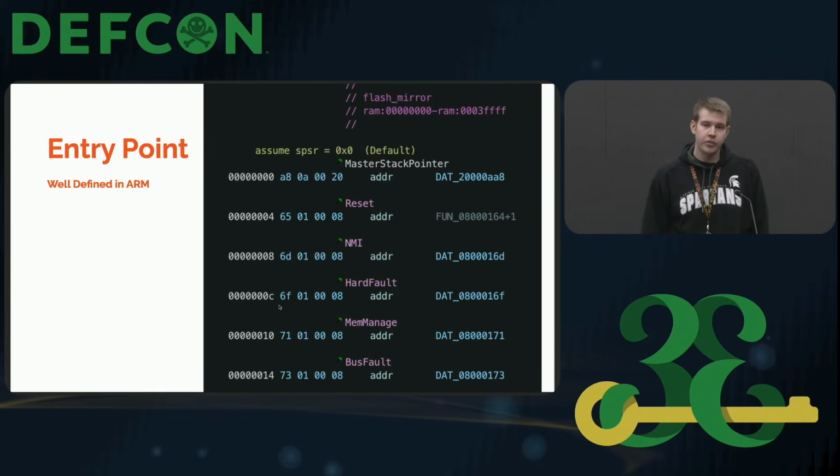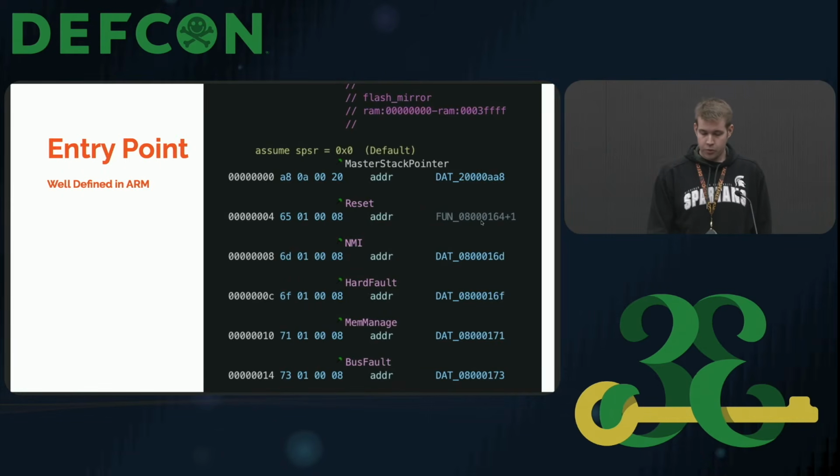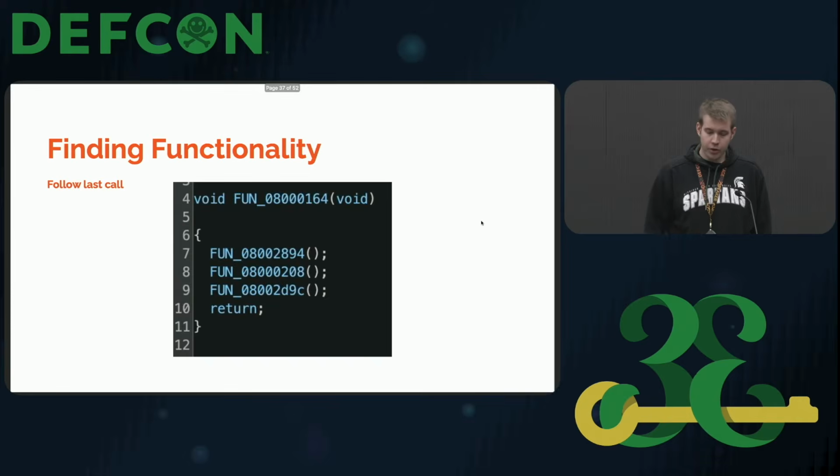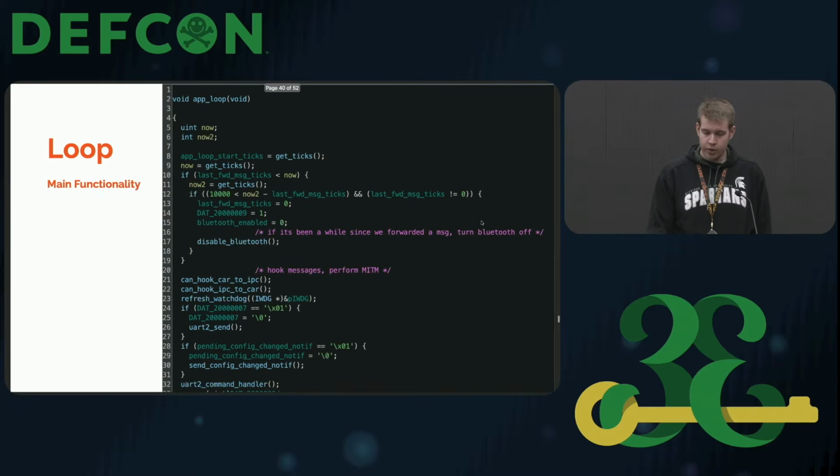So in ARM, to get to the meat of this program, we have to start at the entry point, and luckily that's well defined. So Ghidra even knows that at address 0, we'll have the stack pointer, and at address 4, the reset interrupt pointer. If we follow that, we see the entry point function. And I've had great success when reverse engineering embedded firmware by just following the last call of each function until I hit a loop. And very often, that's where most of the functionality is. So by doing that here, we get to a do-while loop and the full app loop functionality.